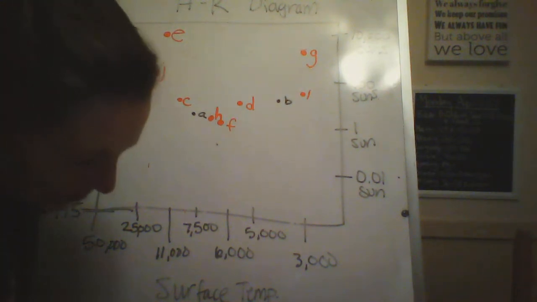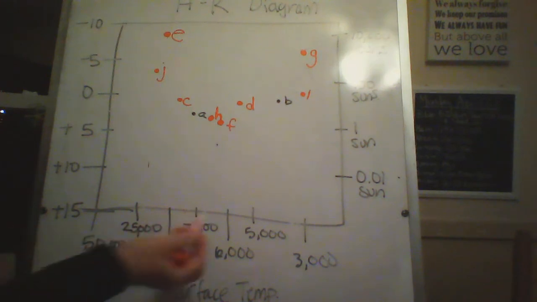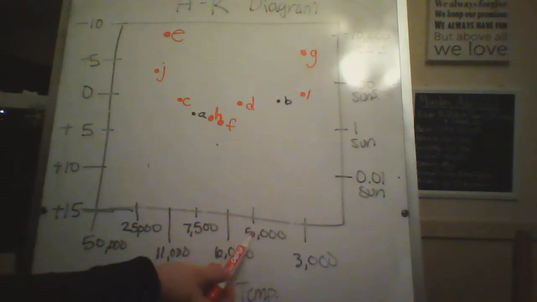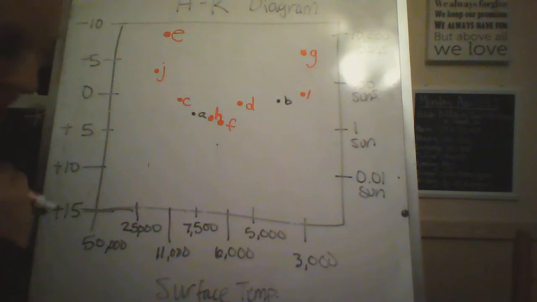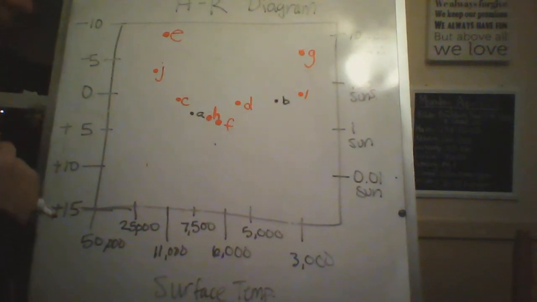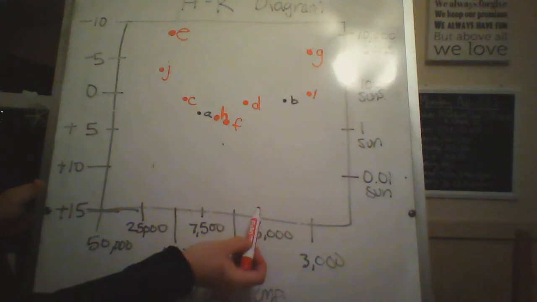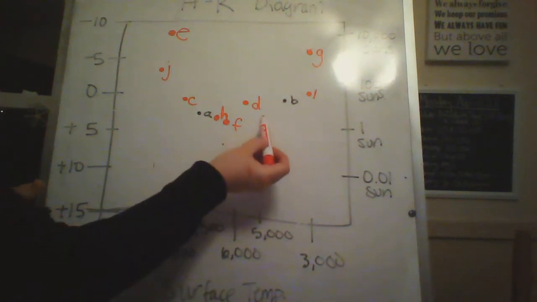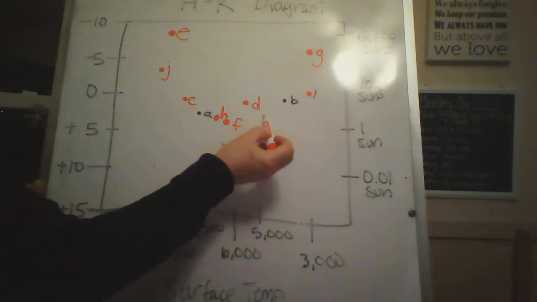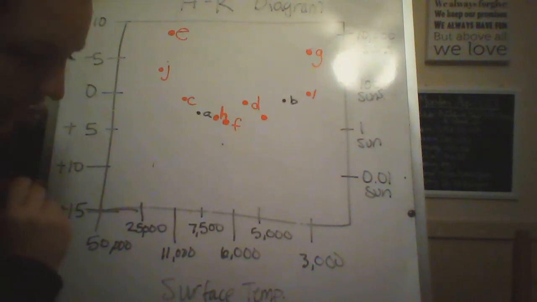Next we have K, which is Pollux. And Pollux is 5,000 kelvins. So we're going back down here. We have 5,000 exactly on one of the lines. 5,000 kelvins. And its absolute magnitude is positive 0.7. So right before the 0, positive 0.7 and 5,000. So we're going to follow this up, and we're going to go about right here. And we're labeling this K.